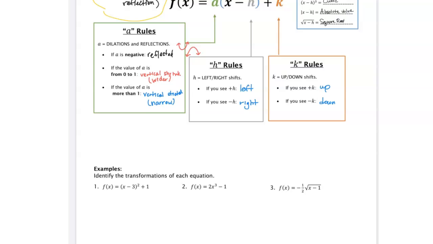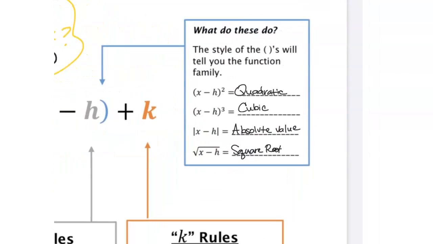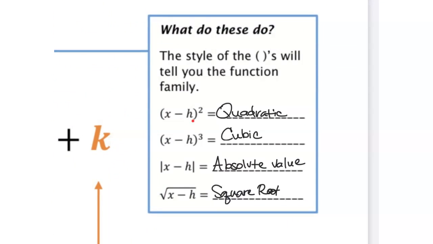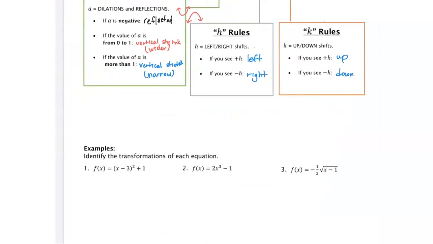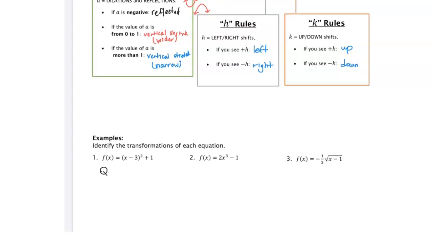All right, so if we try some examples, identify the transformation of each equation. Noting that we have f of x equals x minus 3 squared plus 1. First off, thinking about the family that this is a part of, we have an exponent of a 2. So, because we have an exponent of a 2, this is a quadratic function. We're looking at a quadratic function. So number 1 represents a quadratic.